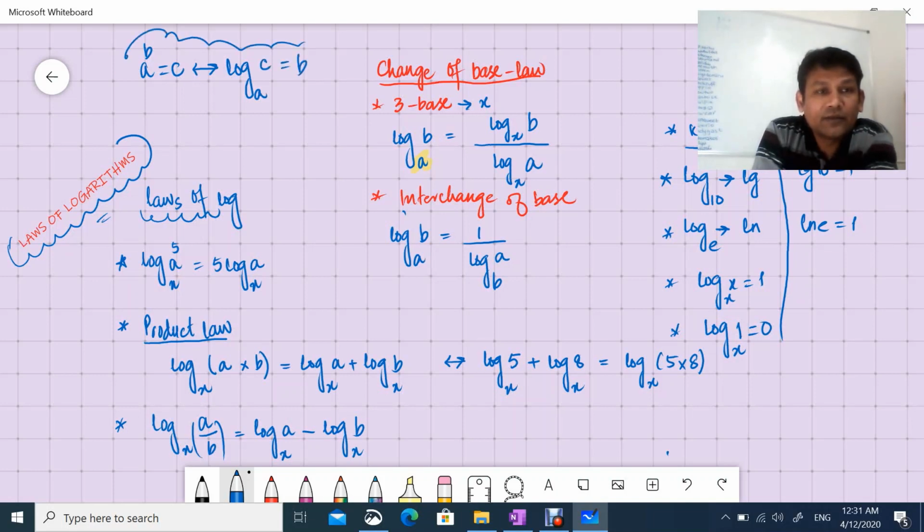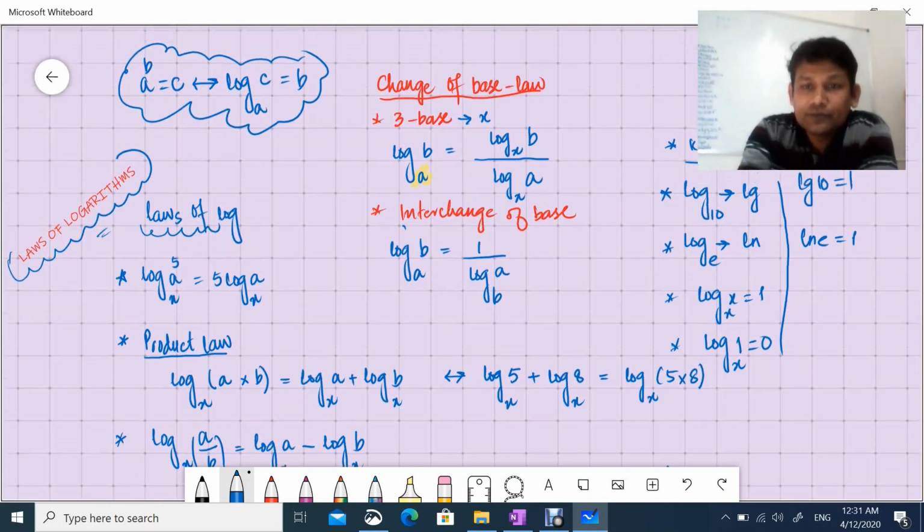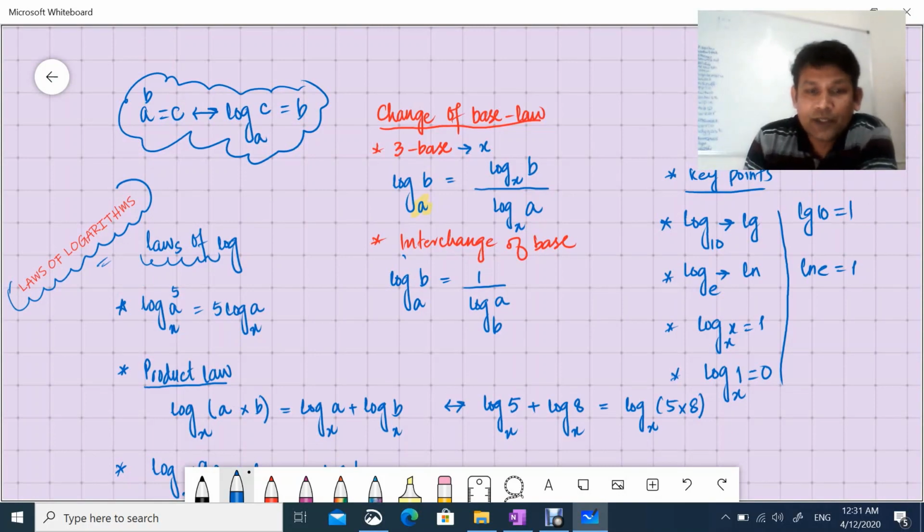Okay, I hope that you can see the key points. Now, moving to the next exercise.